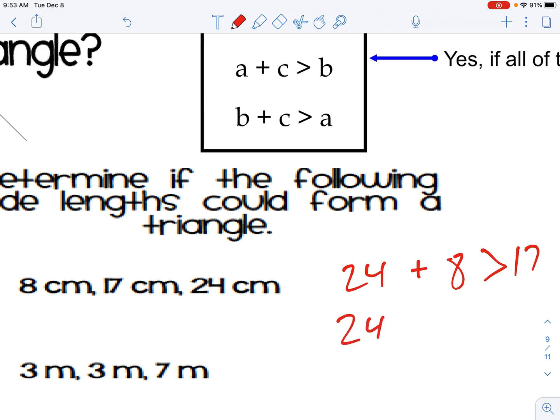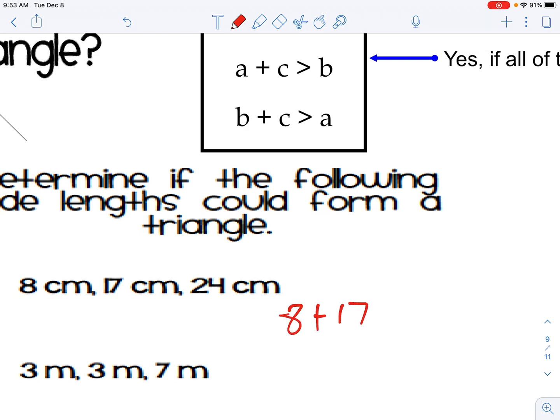Same thing, 24 is already bigger than 8 to begin with. So if I add 17 to it, it's already going to be bigger. So I don't need to waste my time checking that. I just need to see if the two small sides added together is bigger than 24. 25 is greater than 24. Yes, this works out. They can be.